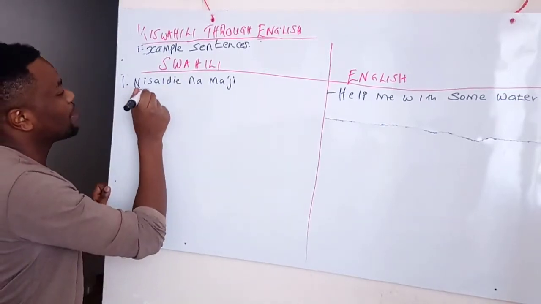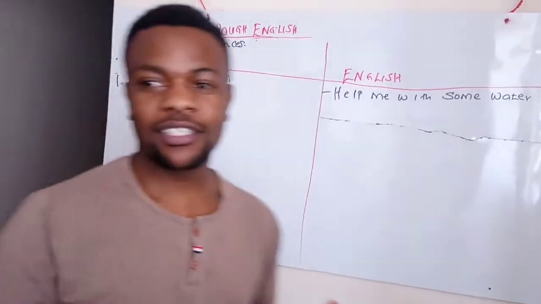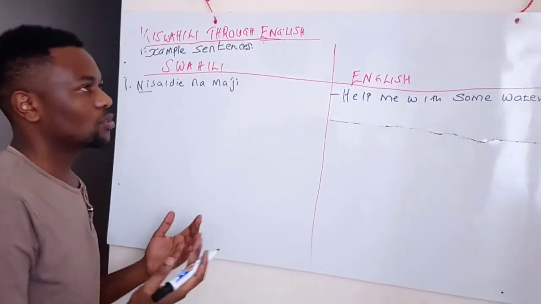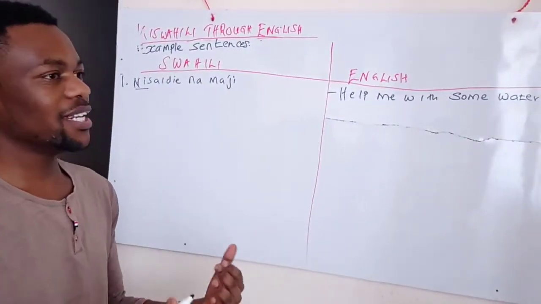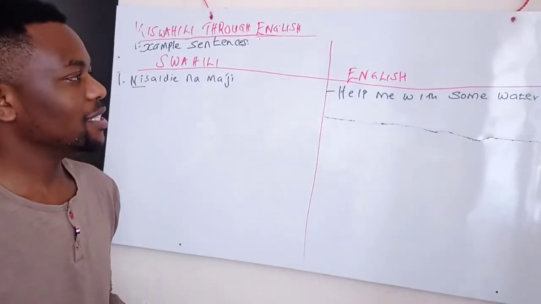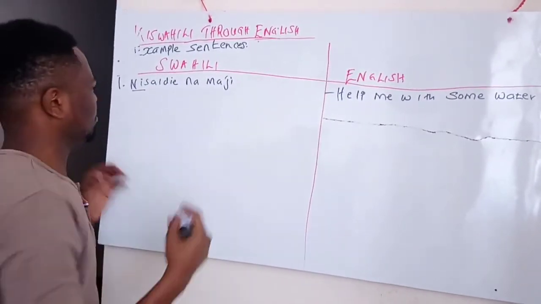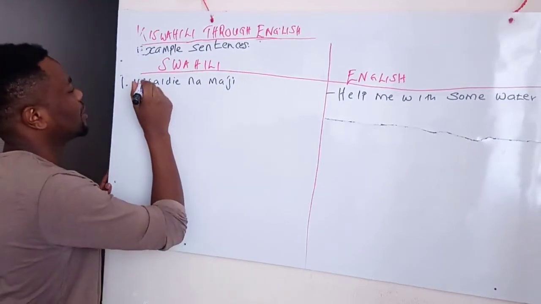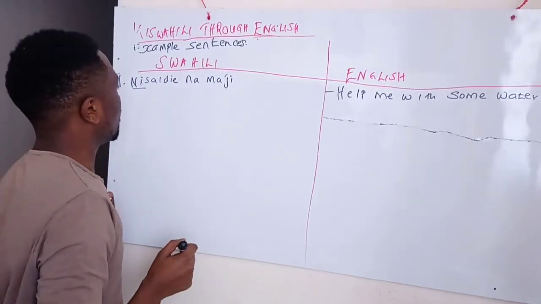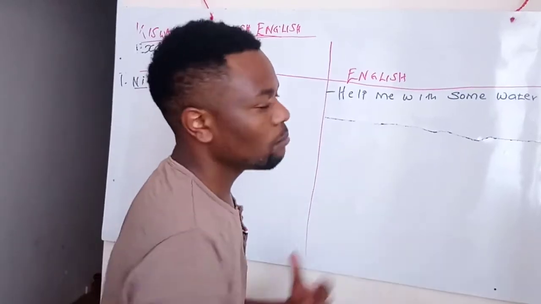If you have been following what I've been saying from the previous lessons, you'll note that this part of that word, ni, references self. If I want to talk about myself, I'll say nisaidie, ninywe, nite, such like things. So when you talk of ni, it is making reference to yourself. That's why you see that in this sentence it's about you borrowing some water.